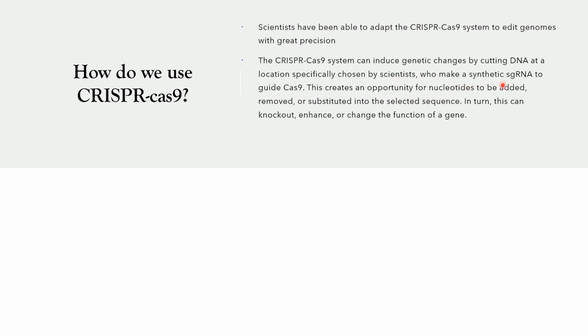And so we can make synthetic guide RNA to guide Cas9 to that specific section we want to cut. And this creates an opportunity for nucleotides to be added, removed, or substituted into the selected sequence that we want to cut. In turn, this can then knock out, enhance, or change the function of a gene. So if we want to change a gene, we can create the single guide RNA, we can do it synthetically, we can combine it with Cas9, and we can insert it into a cell.